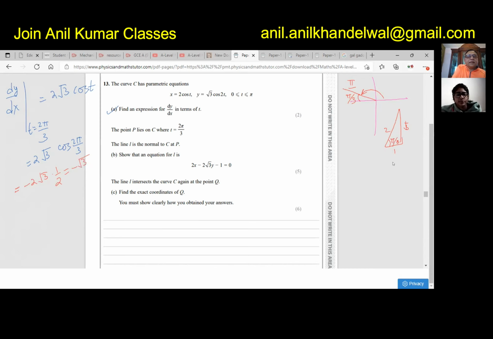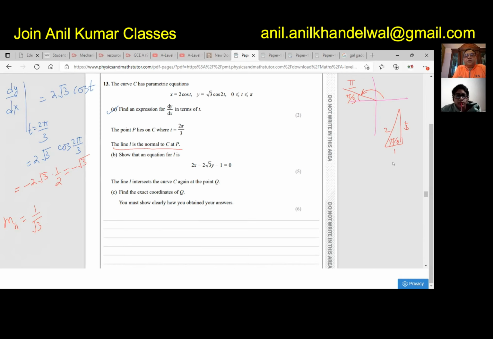Now we know that the line L is the normal. Slope of normal will be negative reciprocal. That means negative of negative root 3 reciprocal will give me 1 over square root 3 as the slope, correct? Now it says show that the line for L is this. Now we know x, we need to find x and y coordinates, correct? So find the value of x for t equals to 2 pi by 3.